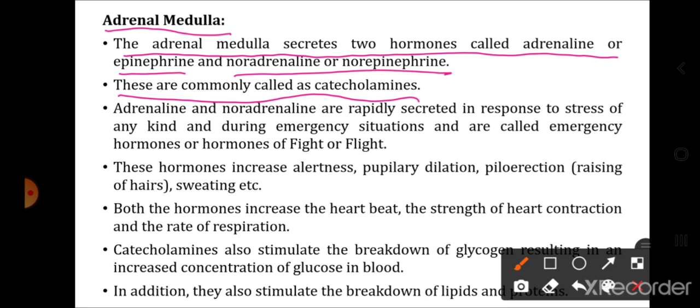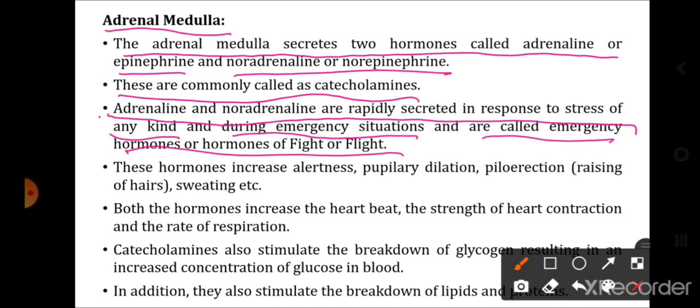And ये hormones को emergency hormones ये भी बोलते हैं, या hormones of fight or flight situation. It is also called the hormones of the fight or flight situation. Adrenaline and noradrenaline are rapidly secreted in response to stress of any kind and during emergency situations, and hence are called emergency hormones or the hormones of fight or flight.